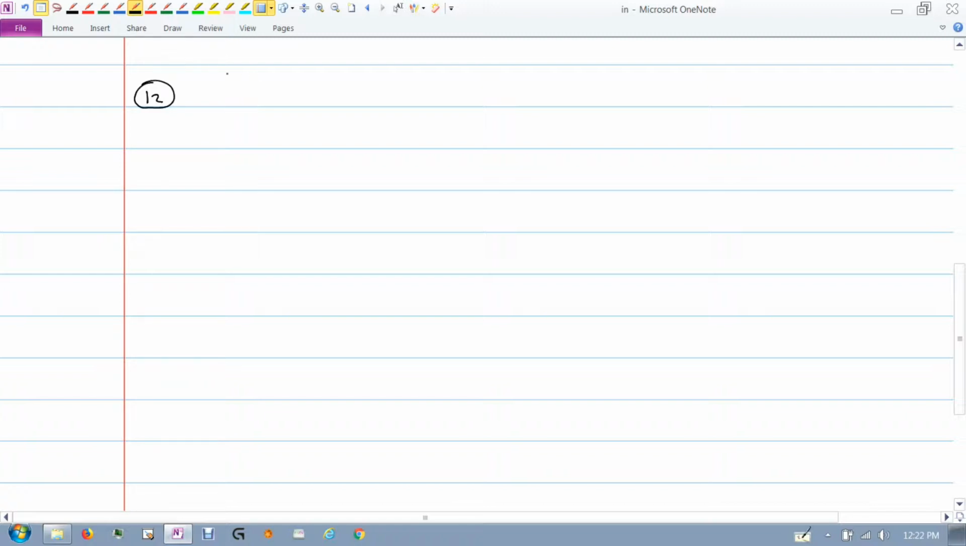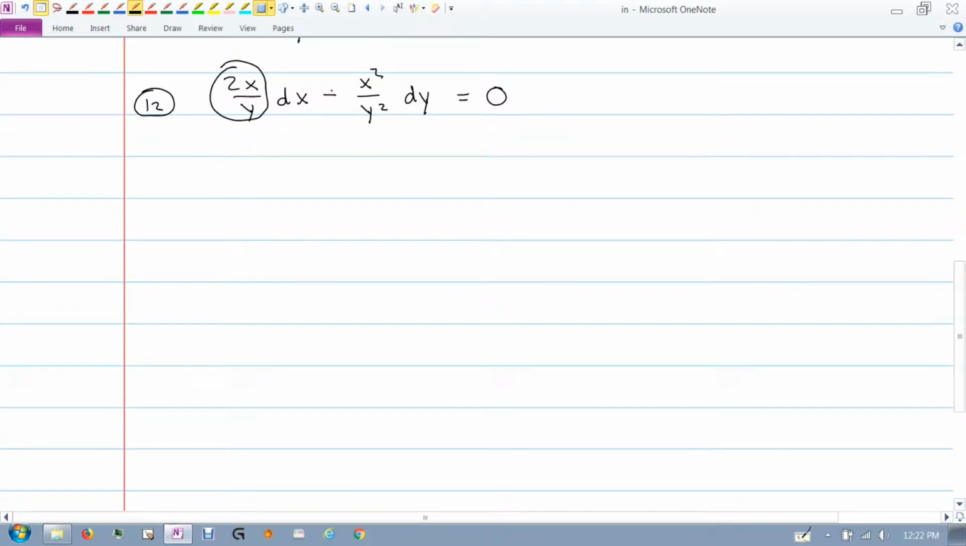2x over y dx minus x squared over y squared dy equals 0. So there's M, and there is, oh, careful here. Make this a plus, let's put this minus up here. So that is your N. And this is your M.